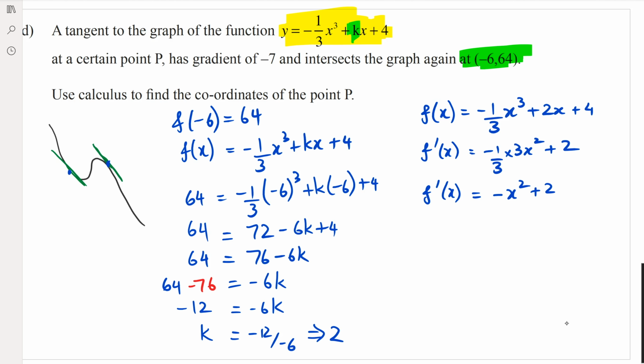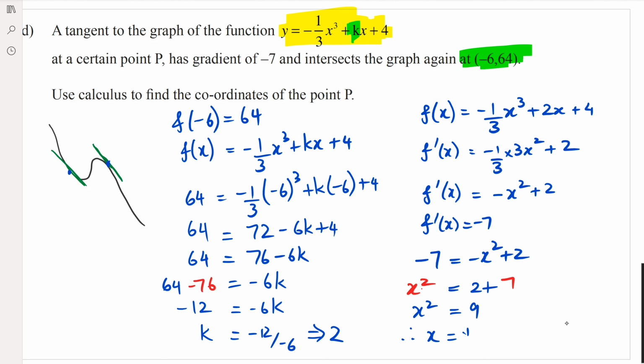So what I want to know is, what are all the x values when the gradient is equal to negative 7. So I'm going to go to negative 7 equals negative x squared plus 2. And if I rearrange this, I'm going to bring the x squared to this side, so it's going to become positive. And I'm going to take the 7 to the other side, the left-hand side. It's going to be positive as well, and leave 2 where it is. So what I've got is x squared is equal to 9. Therefore, I can say that x is equal to plus or minus 3.